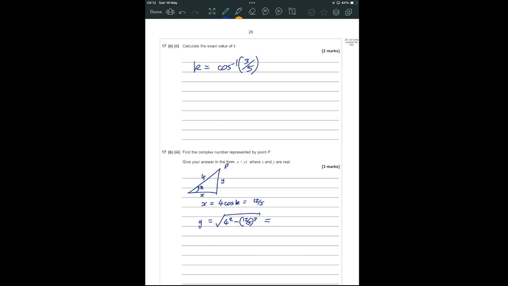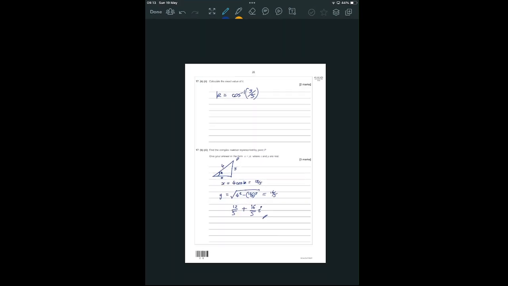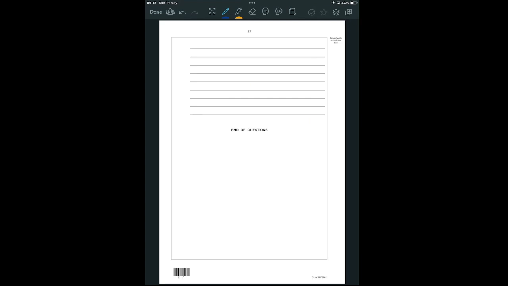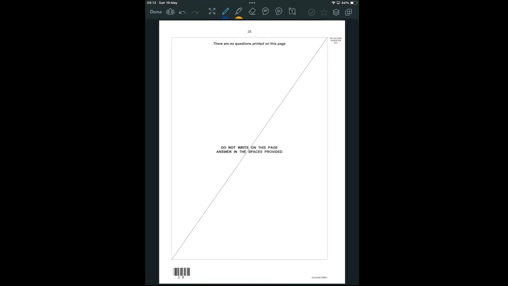Where's my next line? 4 squared minus 12/5 squared, square root. Oh, this calculator doesn't like it, just hit equals. Okay, and that gives me 16/5. Which we're expecting, something nice. So the coordinate of P is the x coordinate plus the y coordinate i. And we're done. That was the very last question on that paper.